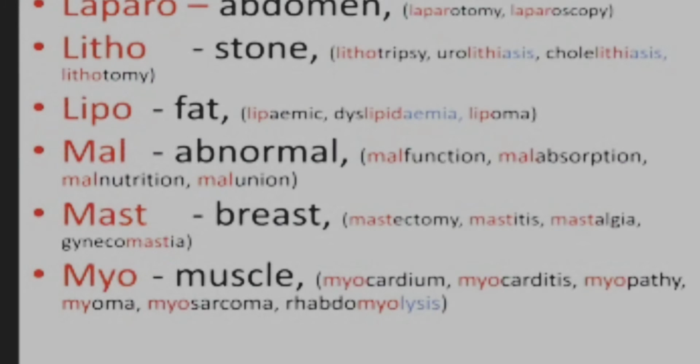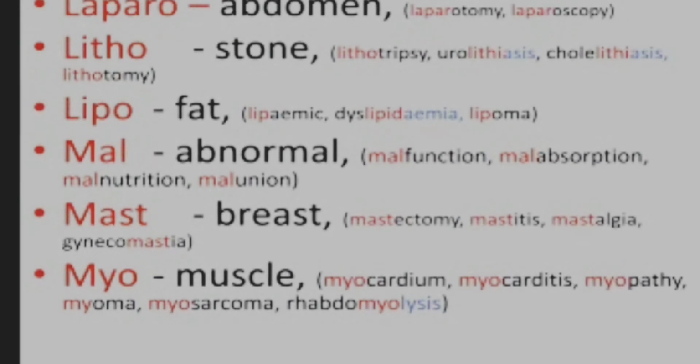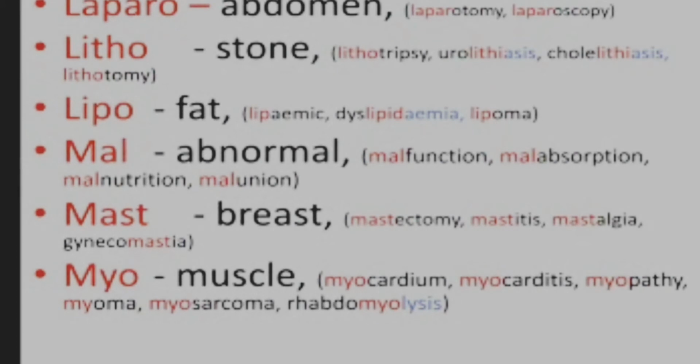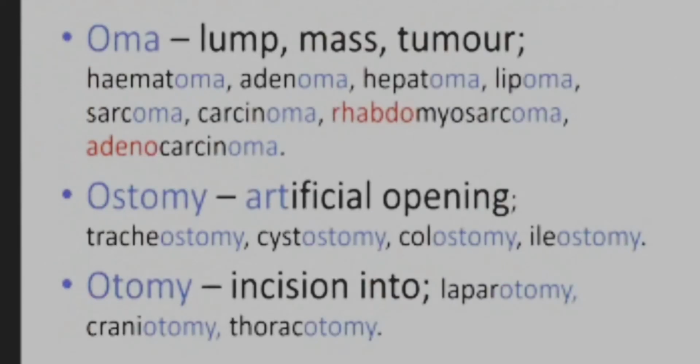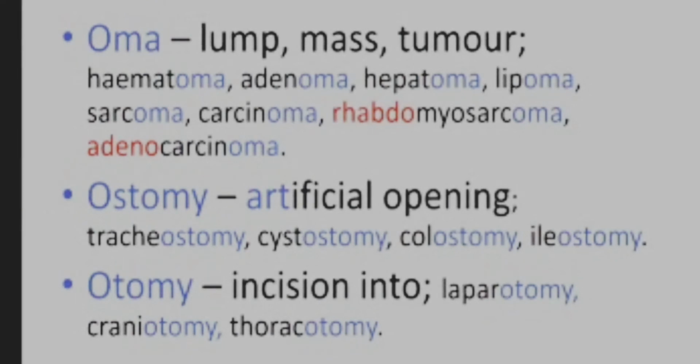Myo relates to muscles, so myocardium, myocarditis. Itis is a kind of painful inflammation, or myopathy. Patho is the sign of disease, like allopathy, homeopathy, naturopathy. Myoma, myosarcoma. We have rhabdomyolysis. Oma is a kind of lump or a growth, a kind of mass, this kind of blown-up tissue, a kind of tumor.